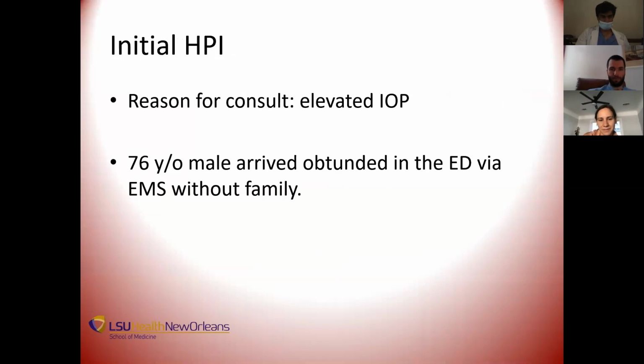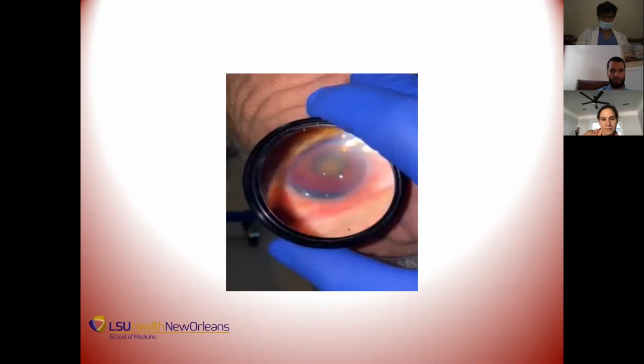All right, so the reason we were consulted for this patient at UMC was for an elevated IOP. This is a 76-year-old male, arrived in the ED via EMS without family. So really not much history to go off of there. But this is what we see when we first see the patient.